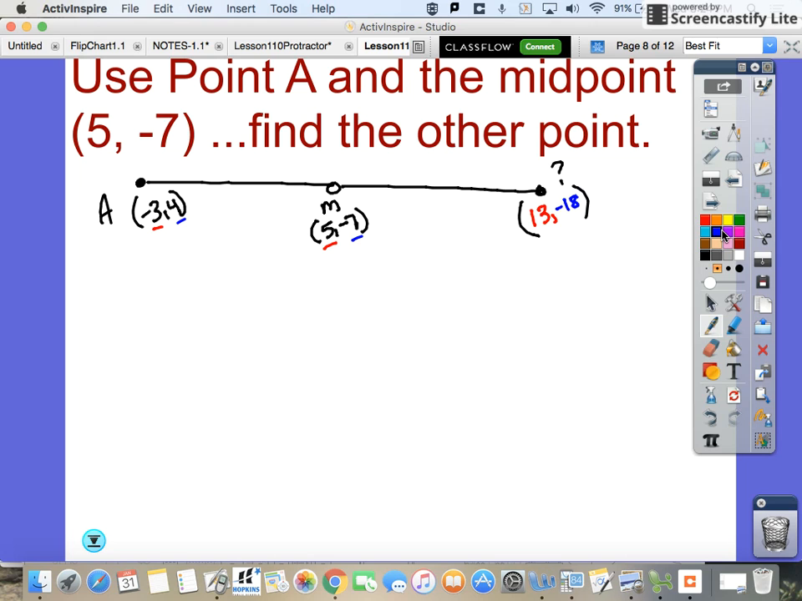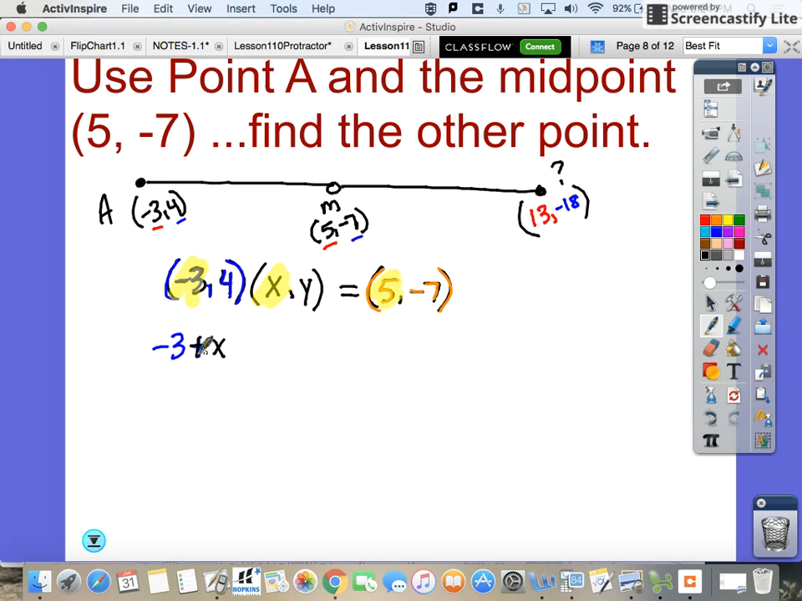But let's pretend that we don't understand that. And instead what we will do is we'll go -3, 4, comma, our other coordinate that we don't know, is equal to 5, -7. And remember what we do then is we go first thing plus first thing equals first thing. So we'll go -3 plus x divided by 2 equals 5.